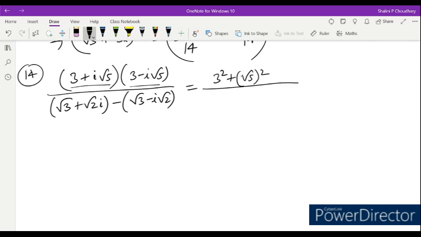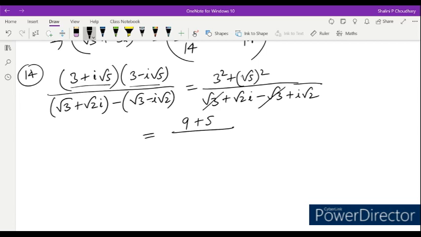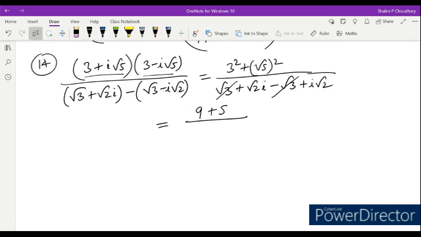Okay, divided by, now we'll find out the value, square root of 3 plus square root of 2i minus square root of 3 and minus minus i root 2. Okay, so this will be equal to 3 square will be 9 and this will be 5. Square root of 3 minus square root of 3 cancels, and here root 2i and root 2i will be equal to 2 root 2i. Okay, so this is 14 upon 2 root 2i.